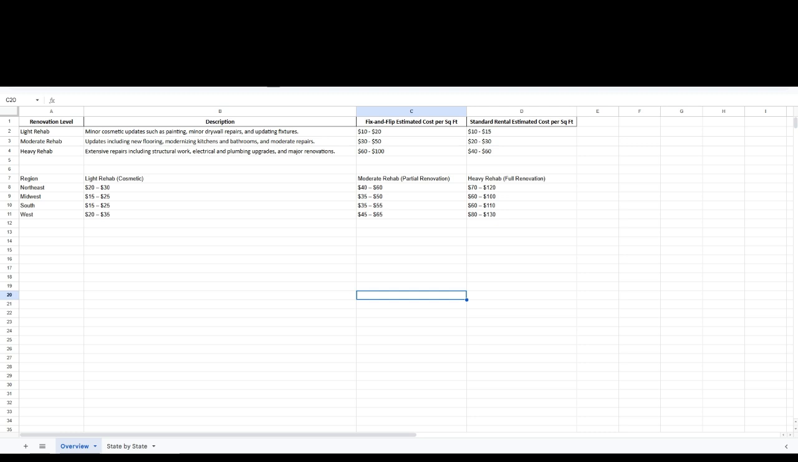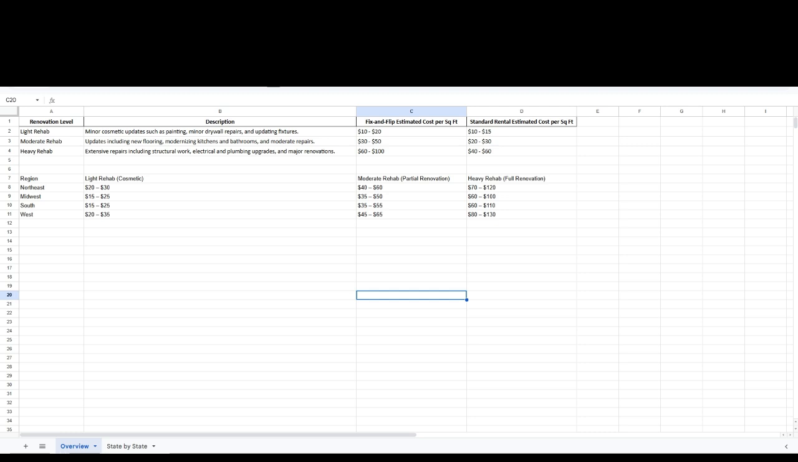And if you think about it, it makes sense. Depending on where you live, materials and labor costs are going to be very different. So make sure you know where you're marketing, where you're planning on wholesaling and selling these deals, and then you need to adjust accordingly when you're doing your rehab estimate.